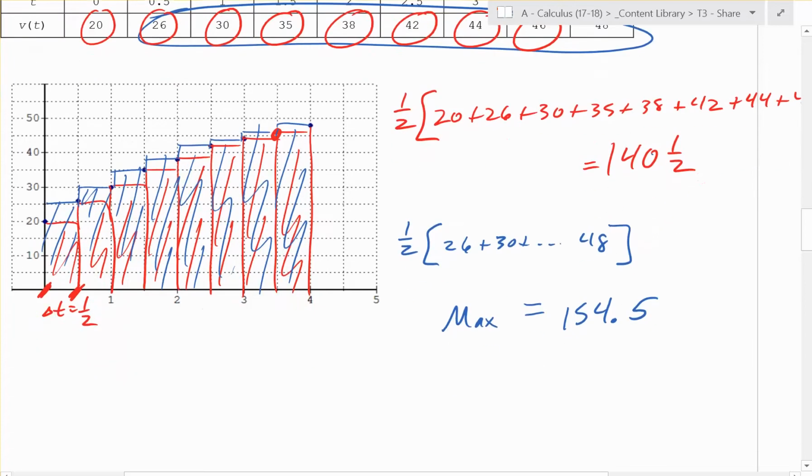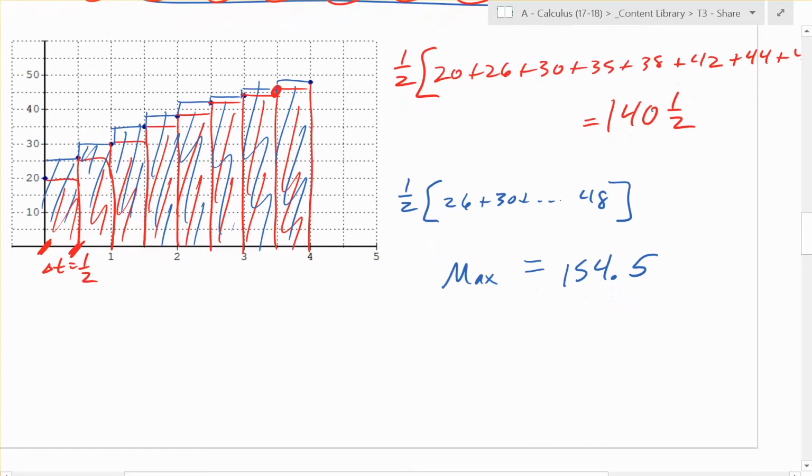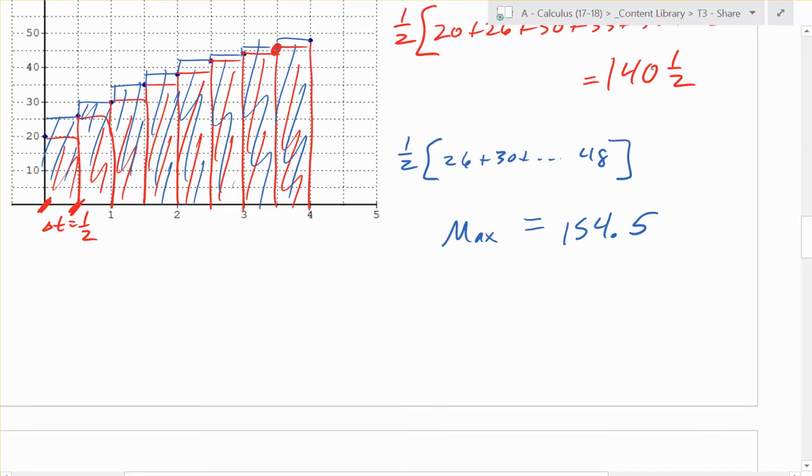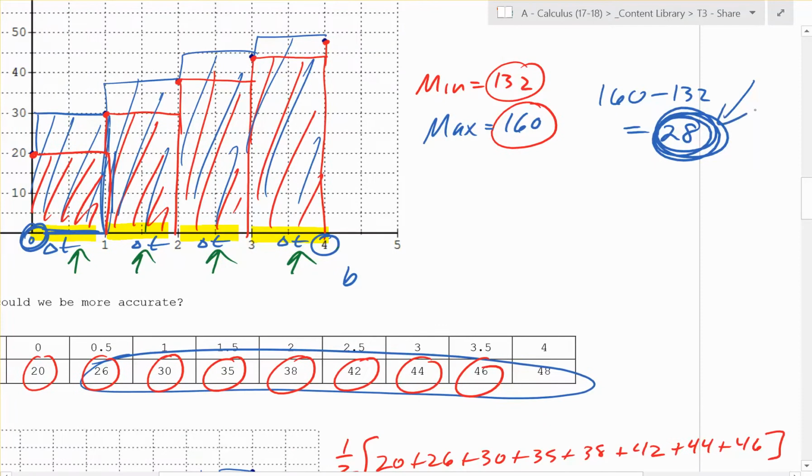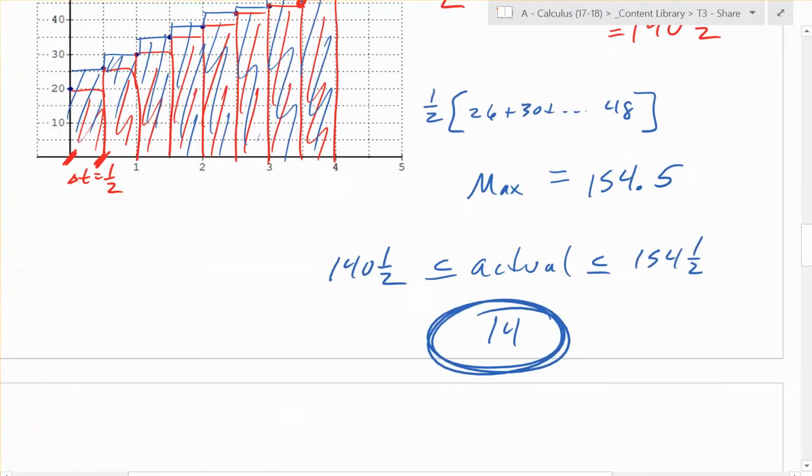You know, mixing my forms here. Before it was 132 to 160. Now it's 140 and a half to 154 and a half. So our gap is smaller. We're doing better and better. Right now, the actual is going to be between these two things, 154 and a half and 140 and a half. It's getting smaller. So our range is actually only 14. Instead of 28, we've halved it to 14.